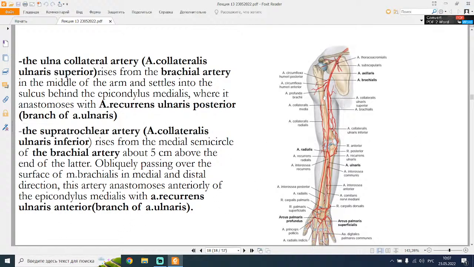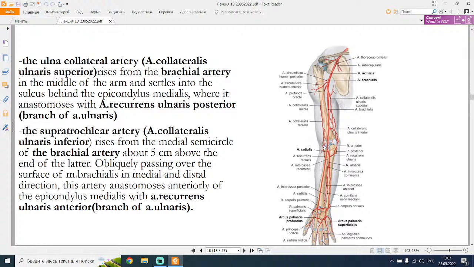Next artery, arteria collateralis ulnaris superior, rises from the brachial artery in the middle of the arm and settles into the sulcus behind the epicondylus medialis, where it anastomoses with arteria recurrens ulnaris posterior.